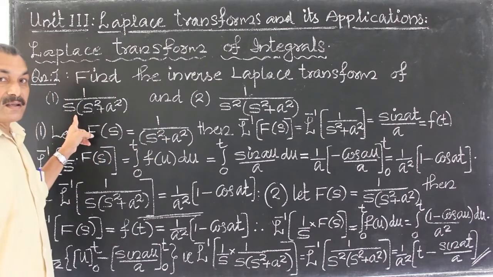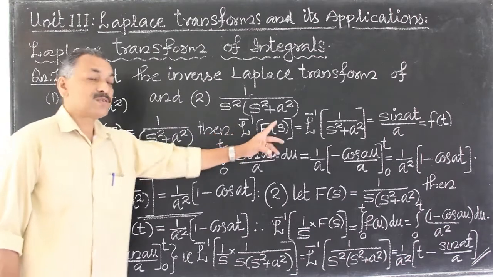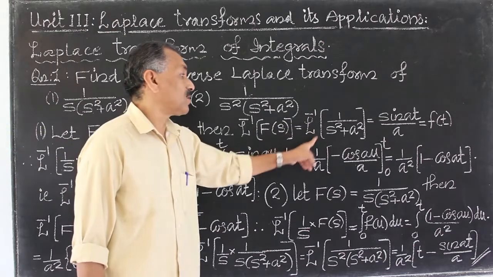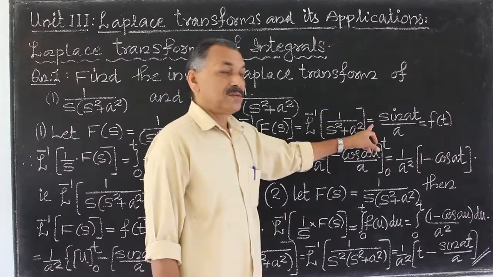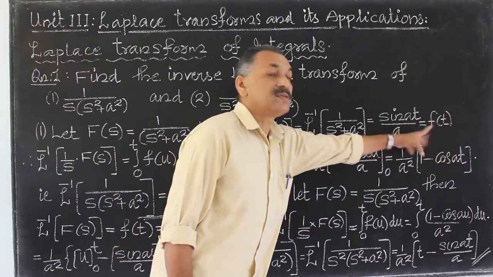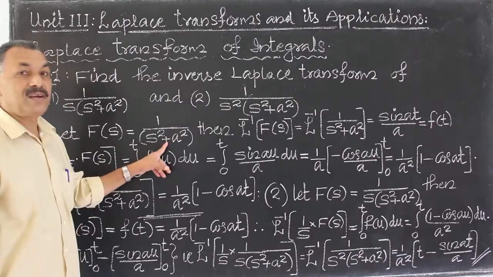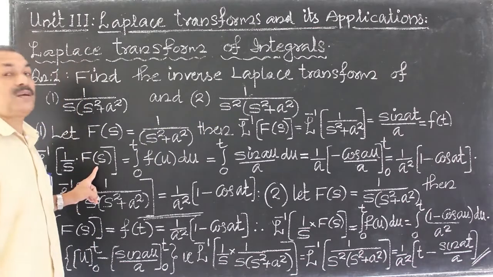Then what is L inverse of F of s? L inverse of 1 divided by s square plus a square is equal to sin at by a, which is equal to f of t. That is, the inverse of F of s is f of t.